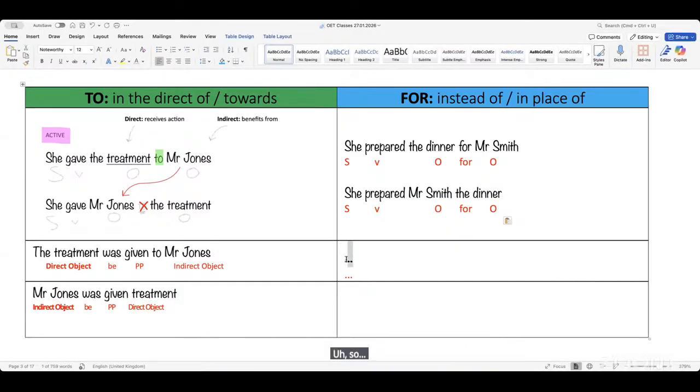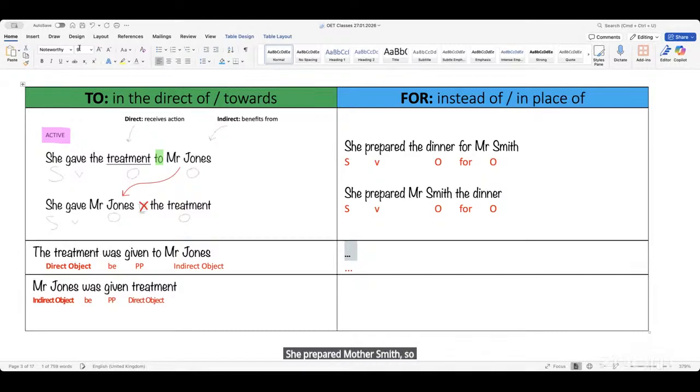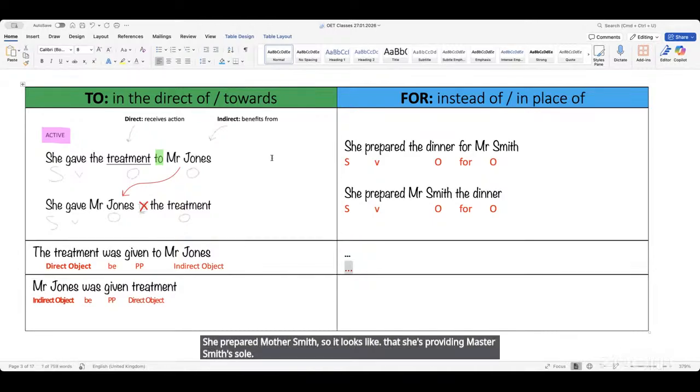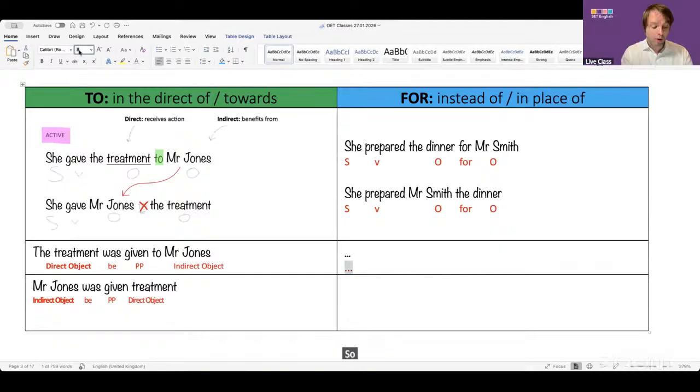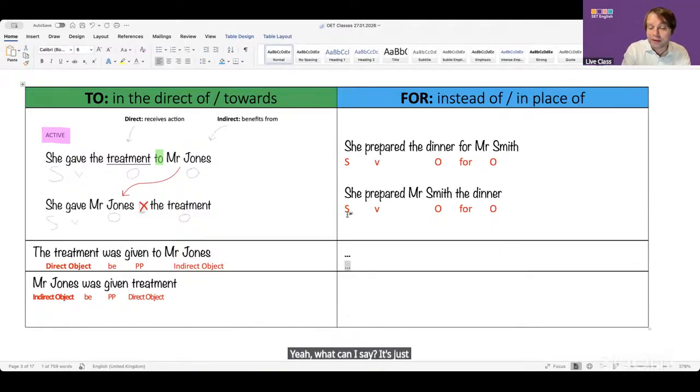Thanks so much. I'm going to ask you the same question as Murat. She prepared Mr. Smith, so it looks like she's preparing Mr. Smith itself. So, what can I say? Trust me, it's definitely right. She prepared Mr. Smith the dinner.